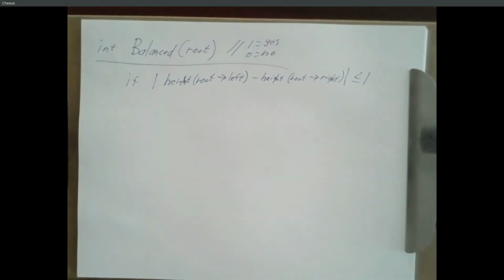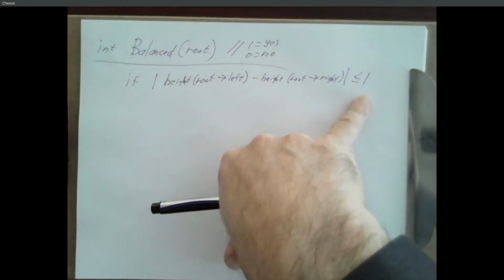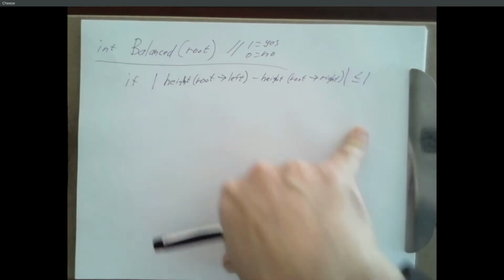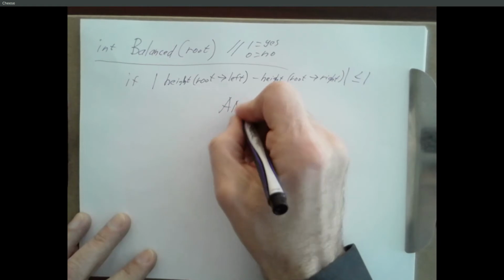So the height of the left and right subtrees have to be within 1 of each other. They don't have to have exactly the same height. But the left and right subtrees, the heights can't differ by more than 1. So absolute value of the height of the left minus the height of the right must be less than or equal to 1. So that's one requirement.